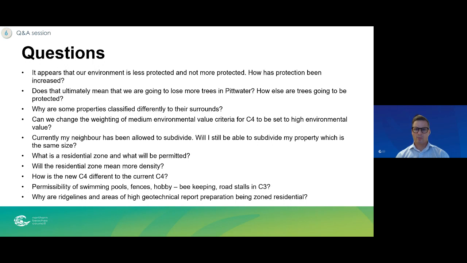Roadside stalls, I think, are proposed to be prohibited in the C3 zone under the proposed zoning framework, but we'd welcome any feedback people have in relation to that.